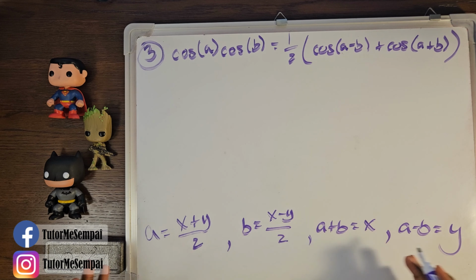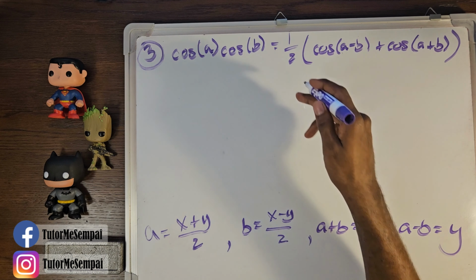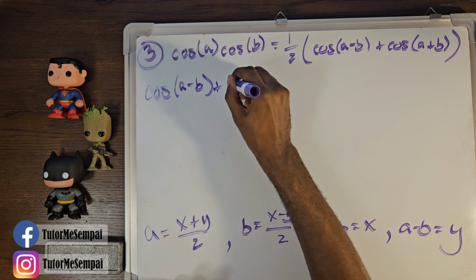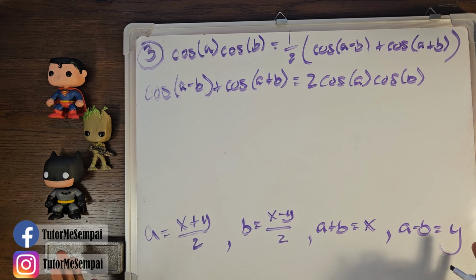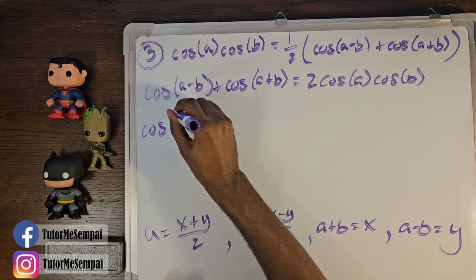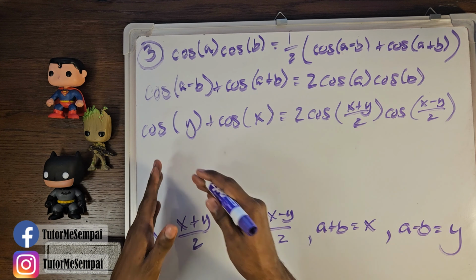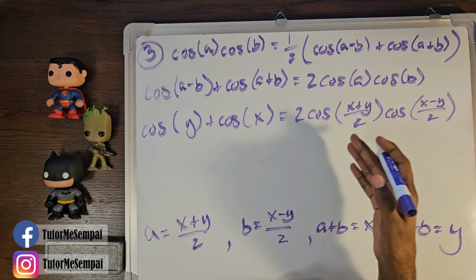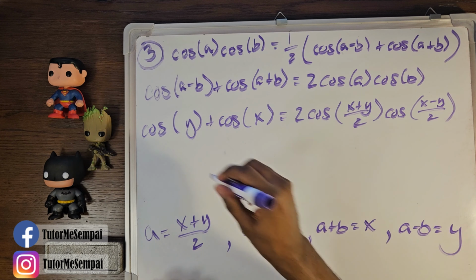And we're going to plug everything in like we've been doing, but first let's get this side by itself by multiplying both sides by 2 and switching sides. Now that we have this equation, let's plug in all of our values. We have cosine of Y plus cosine of X equals 2 cosine of X plus Y over 2 times cosine of X minus Y over 2.